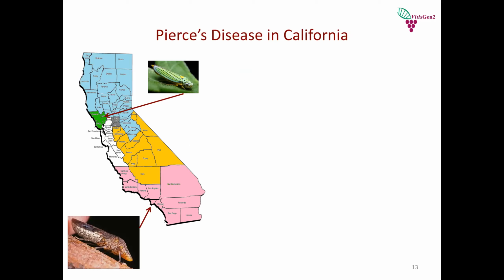The blue-green sharpshooters are native to California, and it spreads the disease in the riparian corridor in the Napa Valley, and it does some damage, but it's not devastating. It's just a chronic problem. We had an invasive sharpshooter. The glassy-wing sharpshooter came into California in the late 90s, and it devastated the industry in Temecula.